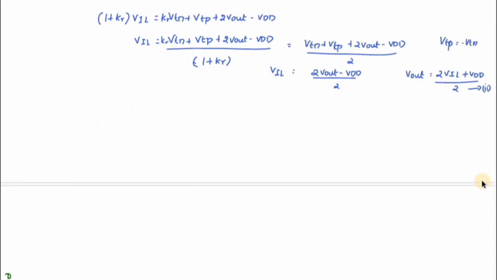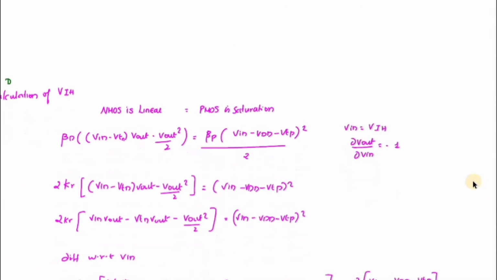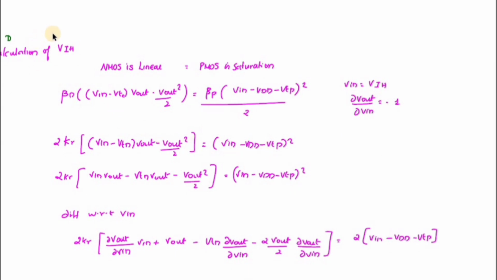So in a similar way, we need to find the value for the region D. So at that point, Vin is equal to VIH, and NMOS is in linear region, PMOS is in saturation region. Therefore, βn into (Vin minus VTN) Vout minus Vout the whole square divided by 2. So here I'm just writing VGS is equal to Vin and VDS is equal to Vout. That's it. Equal to βp into VGS. I'm writing it as Vin minus VDD minus VTP the whole square divided by 2.